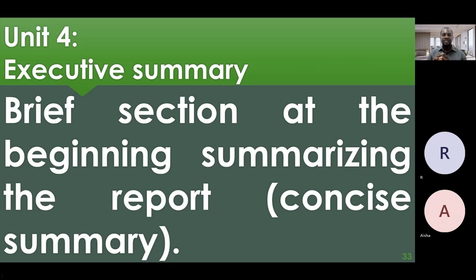What is the purpose of the executive summary? It is a snapshot of everything you have done in 1 or 2 pages. The executive summary is a brief section at the beginning of your report. It's summarizing everything you have said in detail. So where you have a detailed discussion or findings of about 20 to 30 pages, you are summarizing that in 1 page minimum, 2 pages maximum. It's a concise summary of your report. Very important. And it comes after your title page. The second and the third page is your executive summary.